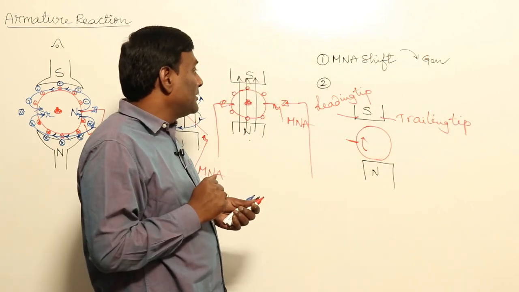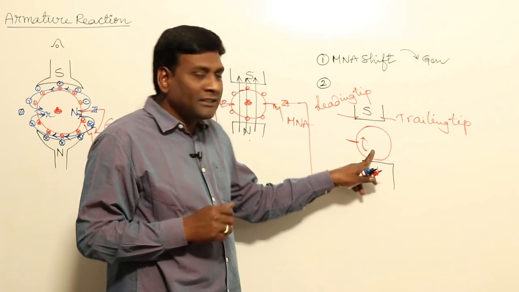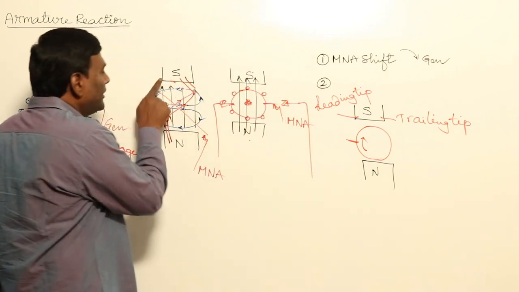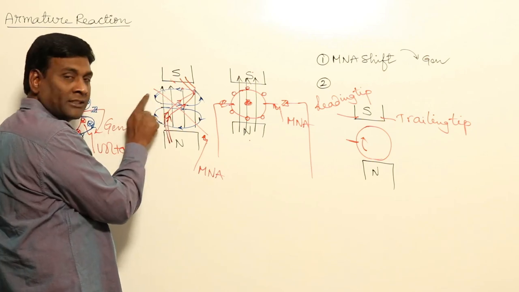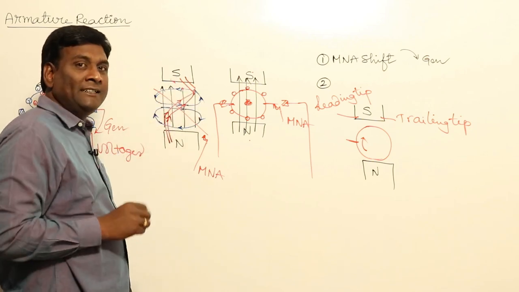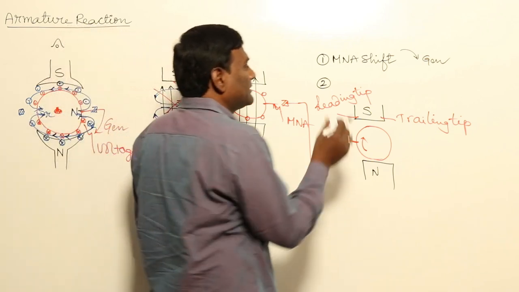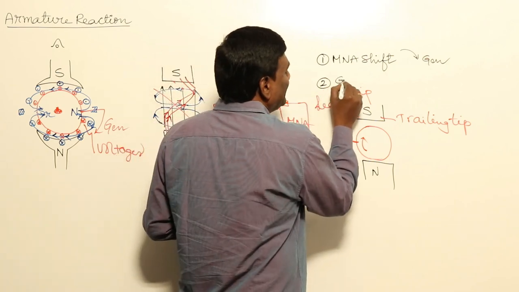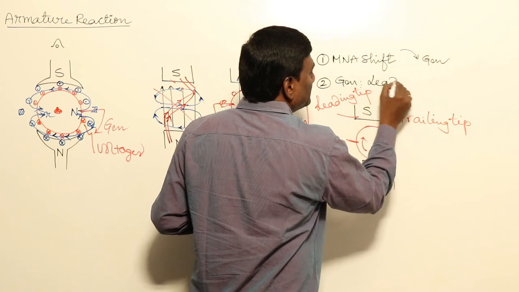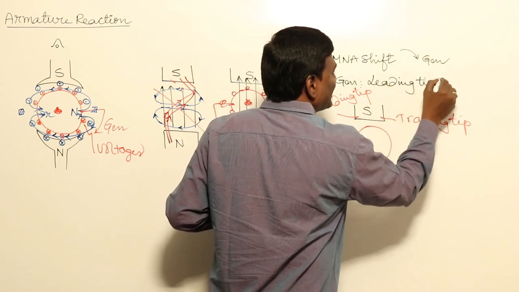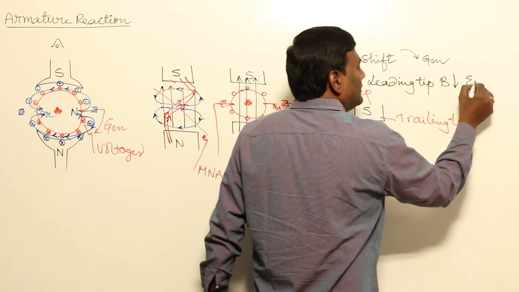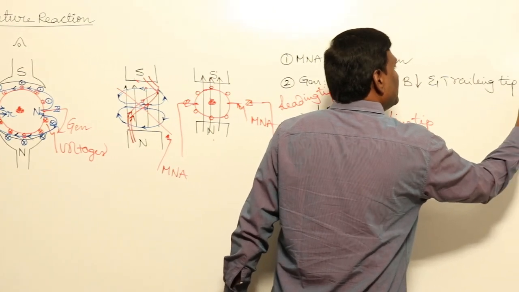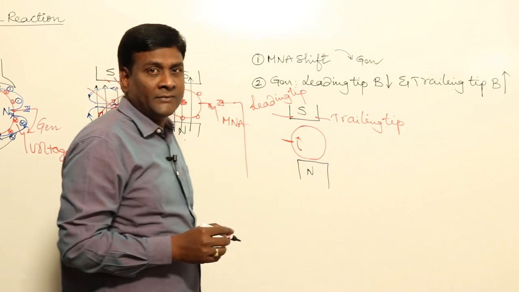So what is happening here in the direction of rotation of generator, because the generator is rotating in the same direction we have considered? Leading pole tip is weakened because of the opposition. Trailing pole tip flux density is strengthened. So the second point is, for generator only I'm saying, for the motor it will be reversed, we'll see very soon. For generator, leading tip flux density is weakened and trailing tip flux density is strengthened or increased. That is the second point.